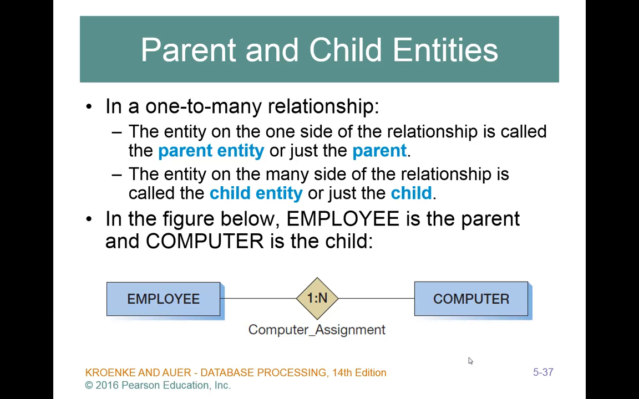There's a term that the book starts talking about in regards to parent and child type relationships. Parent and child relationships typically refer to one-to-many relationships. So when discussing a one-to-many relationship, the terms parent and child are sometimes used in the book. The parent is always going to be the entity on the one side of the relationship, and the child is the entity on the many side of the relationship. So in our example here with employee and computer, our employee would represent the parent and the computer would represent the child.